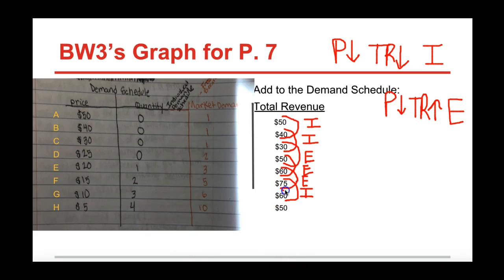And lastly, going from G to H, the price is going down. Total revenue is going down. They're going the same direction. Again, this is going to be inelastic.